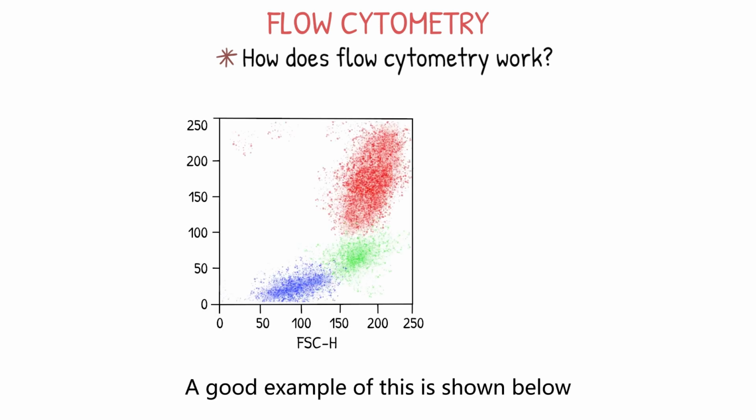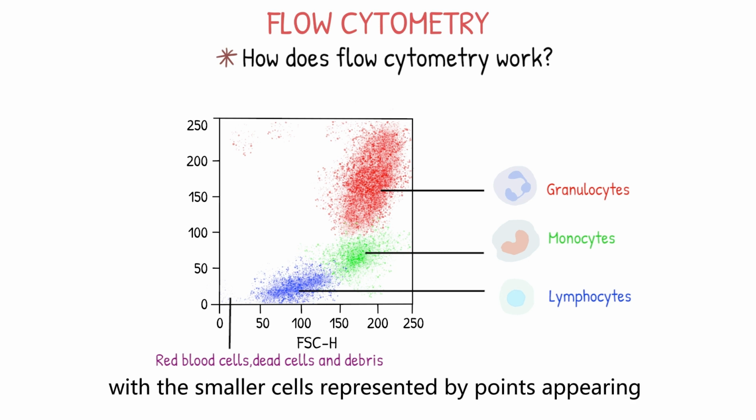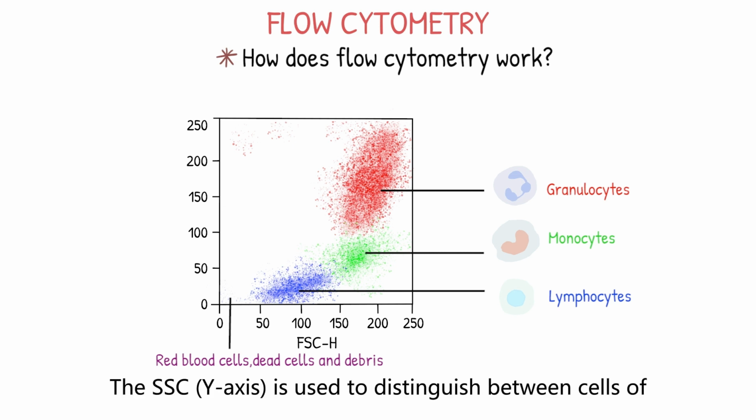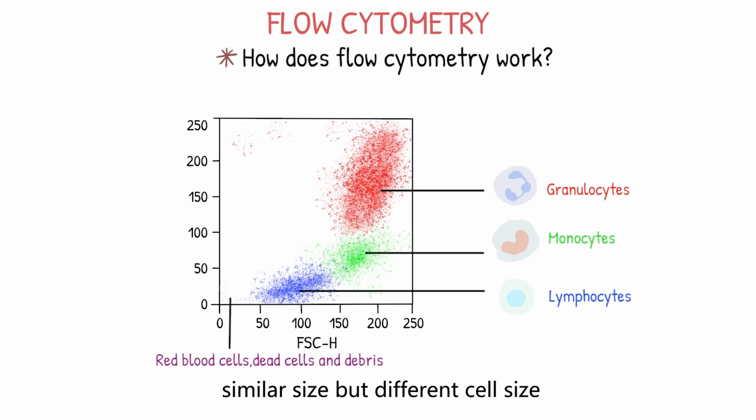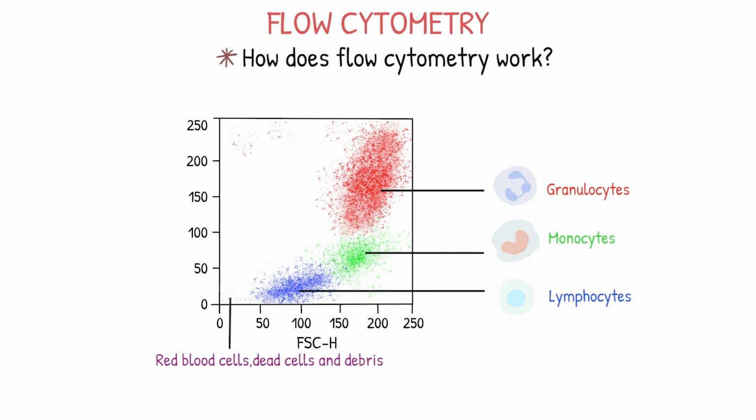A good example of this is shown below, where the x-axis direction represents FSC, with the smaller cells represented by points appearing further to the left of the axis. The SSC, or y-axis, is used to distinguish between cells of similar size but different internal complexity, with the more complex cells appearing further up the axis.